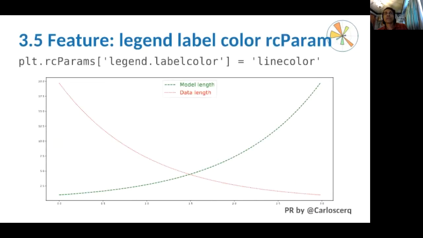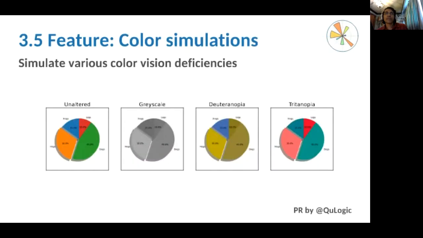Coming up in 3.5, we have a legend label color setting, which enables you to color the text that you have based on the line color or on the marker color or on the edge color automatically. One other thing that's coming up is some color simulations so that we can simulate various color vision deficiencies. You can click a button and see what your plot looks like in grayscale or with red-green color blindness, and see that your plot actually looks reasonable to other people.